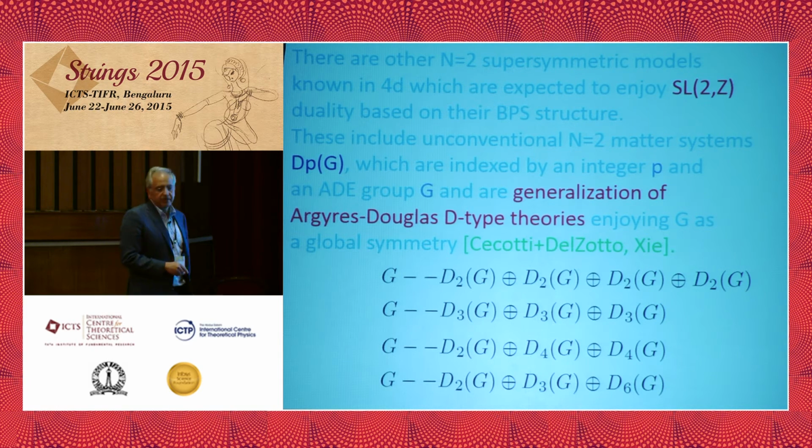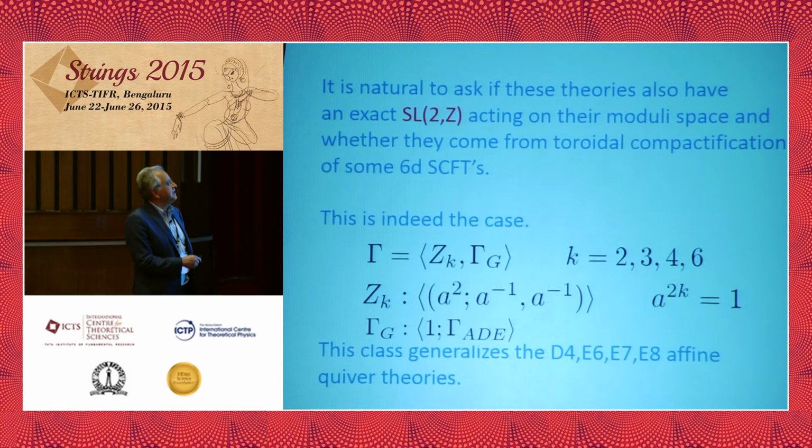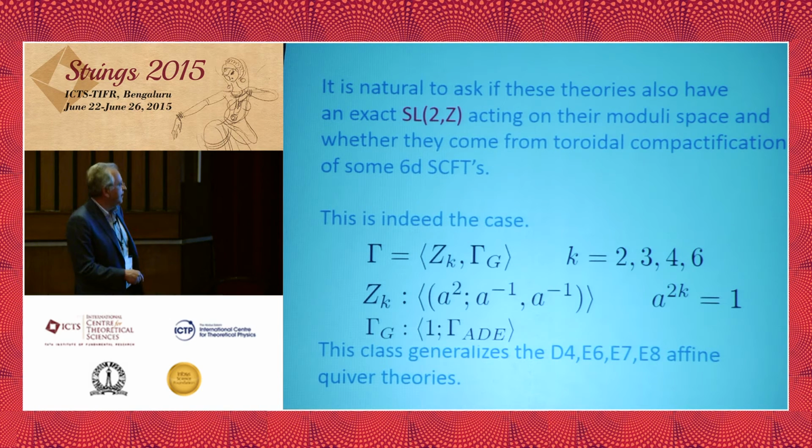And you can check by counting their beta function that if you take 4 of these D2 theories with the G type for any G, or 3 D3 or these combinations, and then gauge the corresponding global symmetry for all of them, then you will get a conformal theory. You expect the beta function vanishes. And it's natural to ask if these theories also have exact SL2Z symmetries, and they do have.